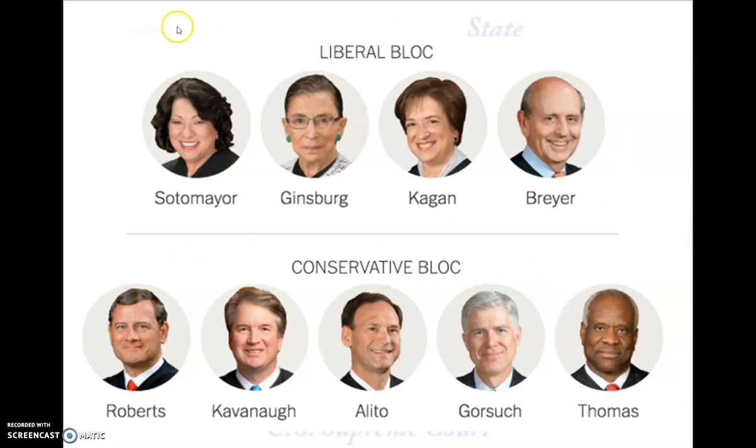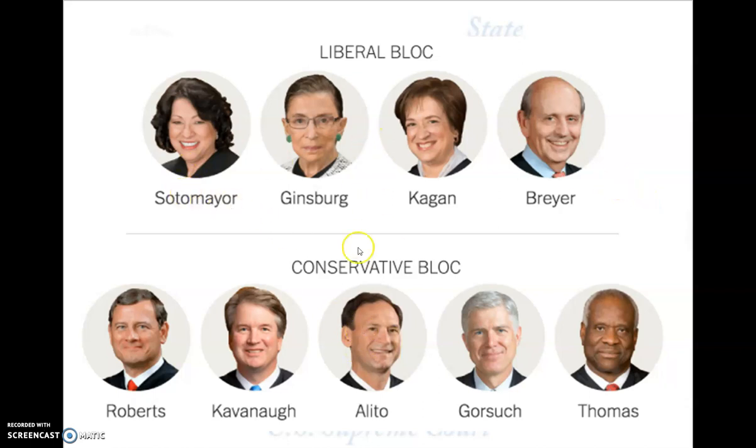The liberal justices up here: Sonia Sotomayor and Elena Kagan are the most recently added liberal justices to the court. Both of these were appointed by Barack Obama. You have Justice Ginsburg, who is like the liberal hero on the Supreme Court. Her fans call her RGB, Ruth Bader Ginsburg. And you have Stephen Breyer, who is on the court as well.